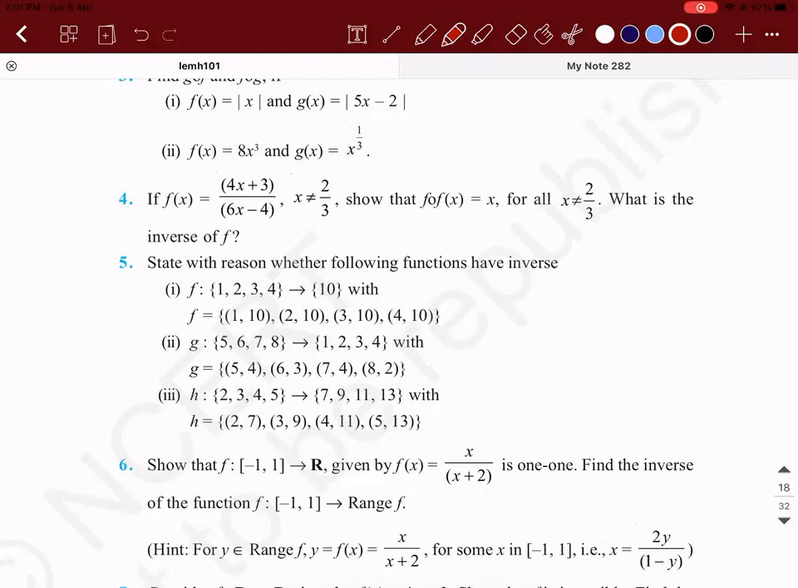The image. X, or I will say 1, 2. If I say 1 is mapped to 2, 2 is the image of 1, 1 is the pre-image of 2. That's it.